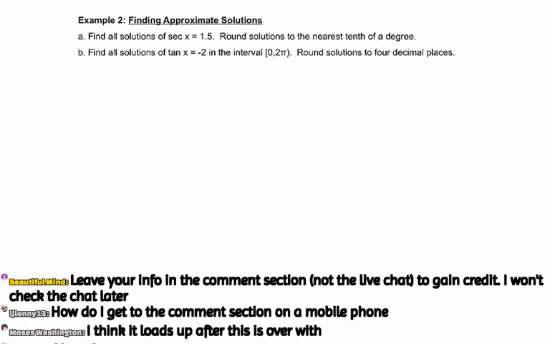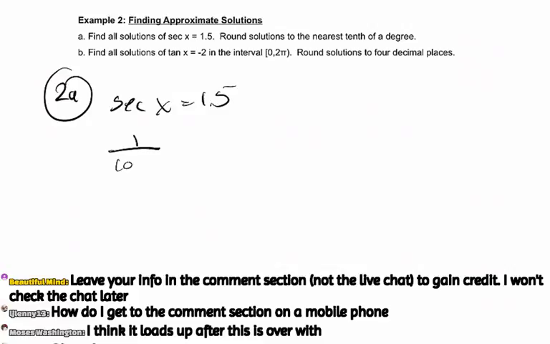So part A says find all solutions of secant x equals 1.5, round solutions to the nearest 10th. Okay. So if we're doing A, we have secant x equals 1.5, right? But secant is what? The reciprocal of cosine? So this is really 1 over cosine of x equals 1.5. And then if we flip both sides, 1.5 is actually what? 3 by 2? So this means cosine of x equals 2 by 3.